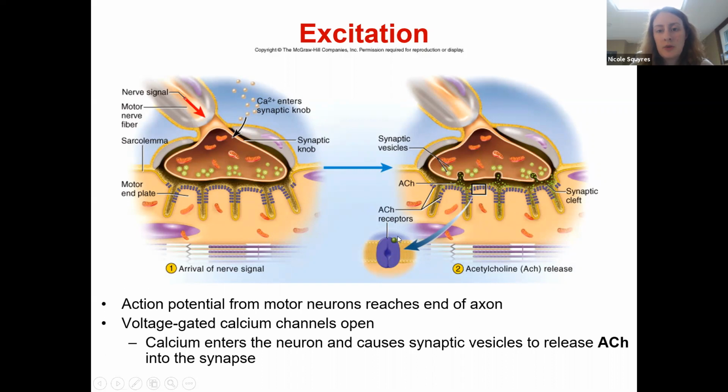Acetylcholine is then going to bind to these acetylcholine receptors, which again are found within the sarcolemma of the muscle cell.